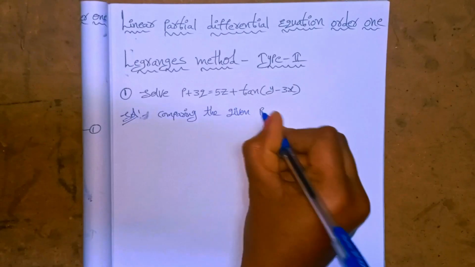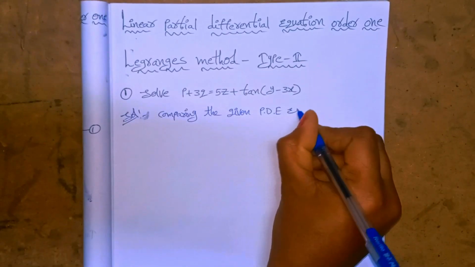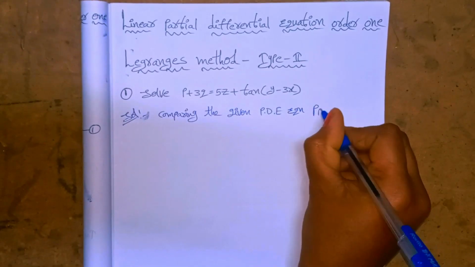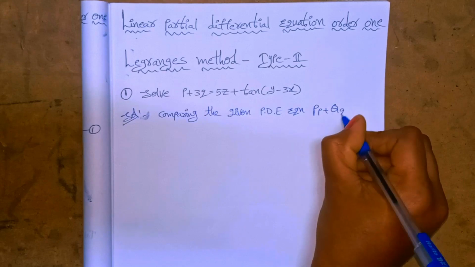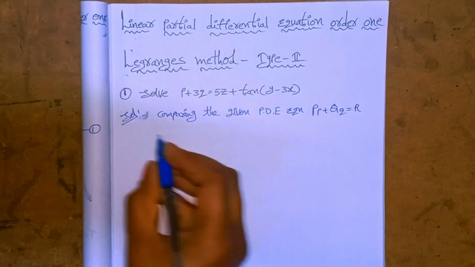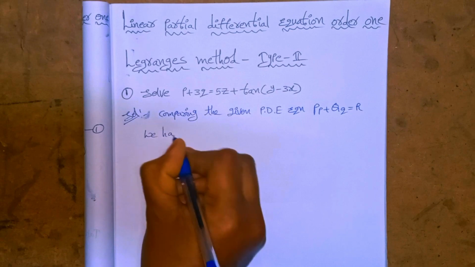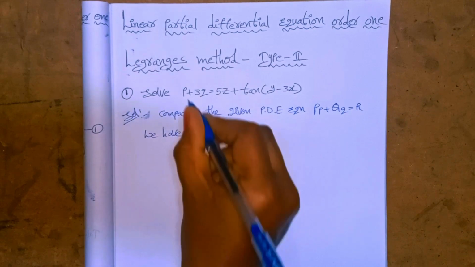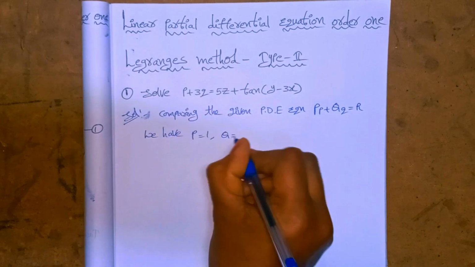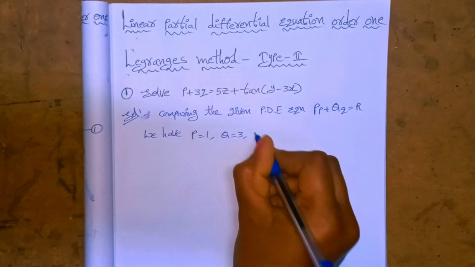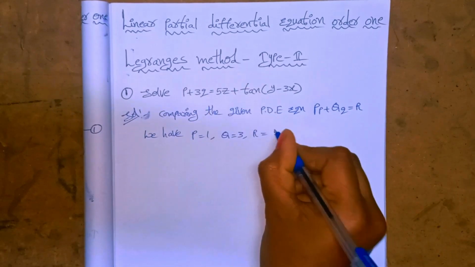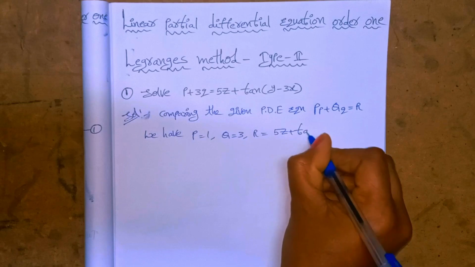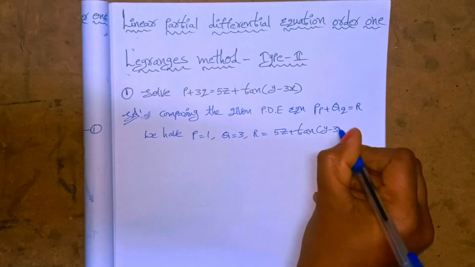Comparing the given partial differential equation with capital P small p plus capital Q small q equals R, we have capital P equals 1, capital Q equals 3, capital R equals yz plus tan of y minus 3x.